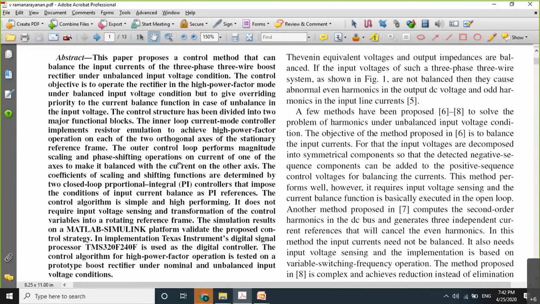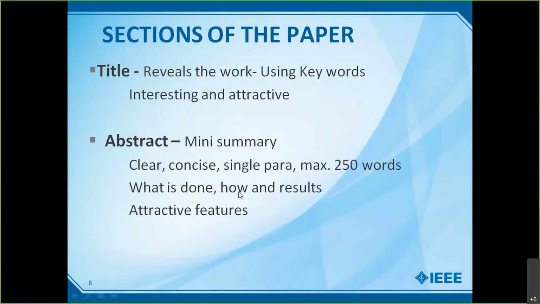What is the logic of this proposal? You will say what is done in the first line and how it is done. Maybe you can take 2 or 3 lines for how it is done. What are the results obtained? And don't forget to tell its attractive features. Let us say the proposed algorithm is very simple, or you can say the simplicity of the algorithm is a key feature. So the attractive features have to be projected.